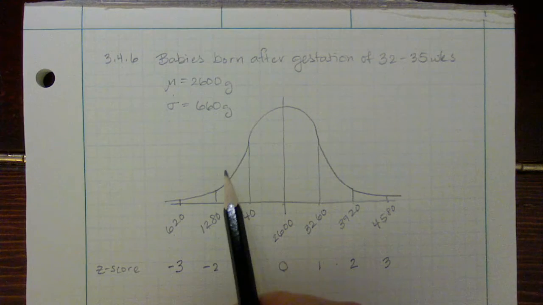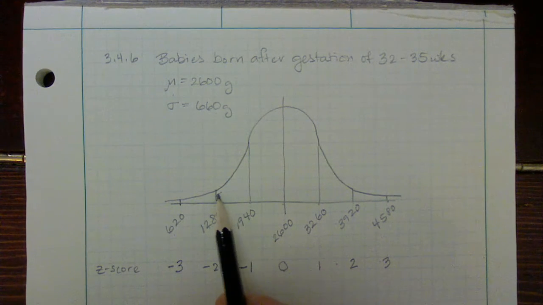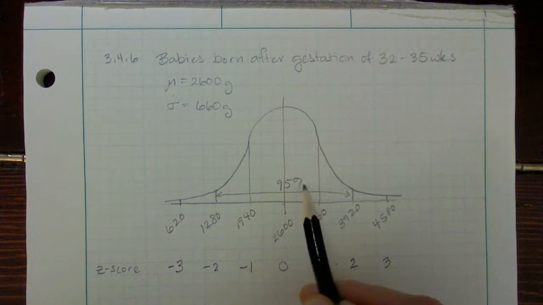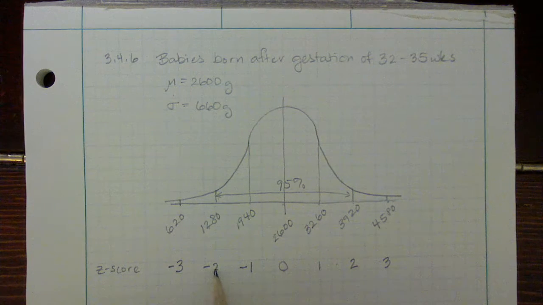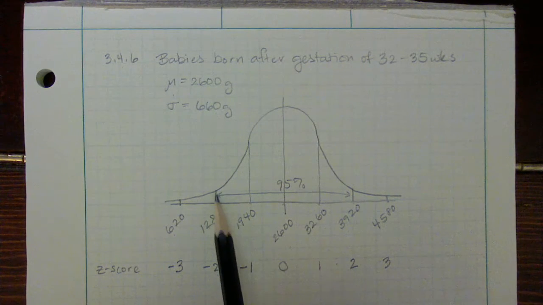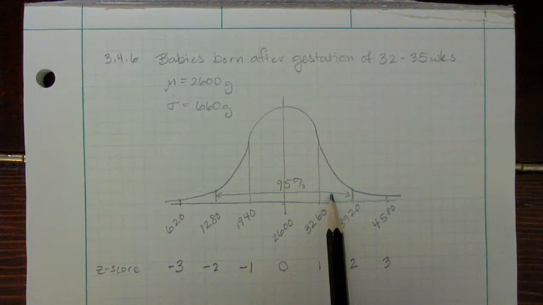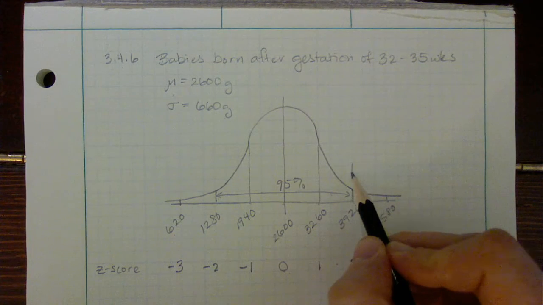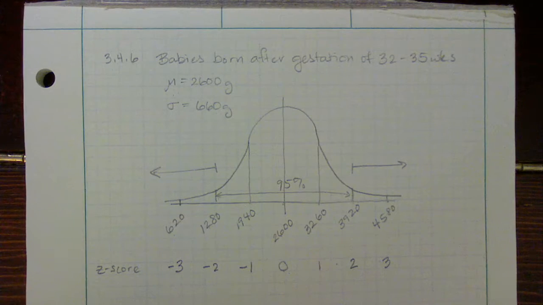Now, the important thing about the empirical rule is that it reminds you that 95% of the data is found within 2 standard deviations of the mean. In other words, z-scores between -2 and 2 would give you the middle 95% of the data. Now we have a general rule that if the z-score falls above 2 or below -2, then that would be considered an outlier.